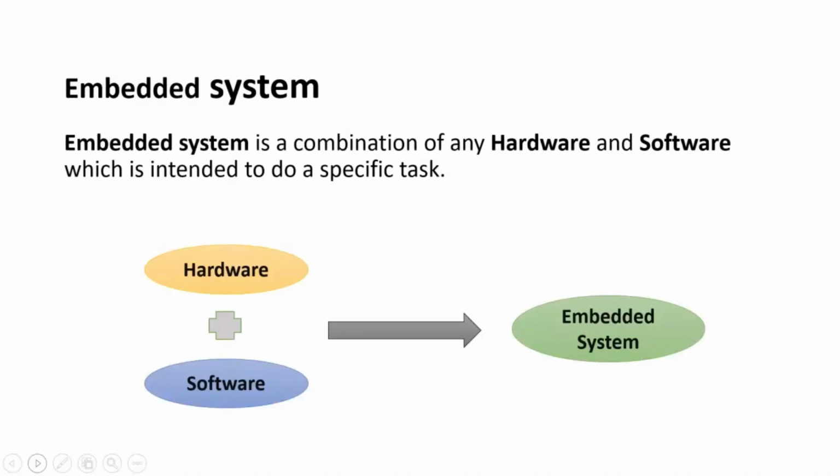Next is the embedded system. Embedded system is the combination of hardware and software which is intended to do a specific task. In hardware, there is the microcontroller, CLCD, etc. In the software, we use the MPLAB IDE. It is the combination of hardware and software called the embedded system.